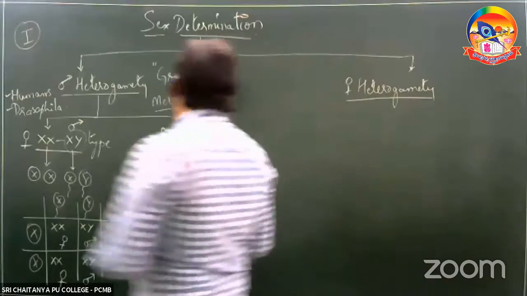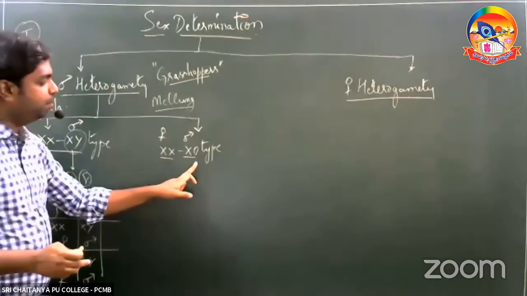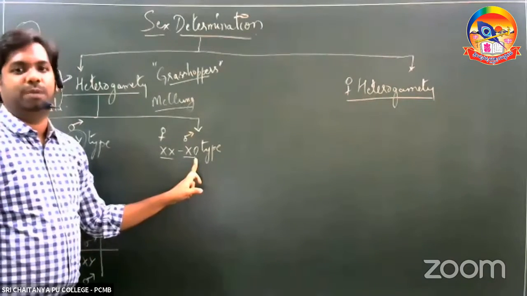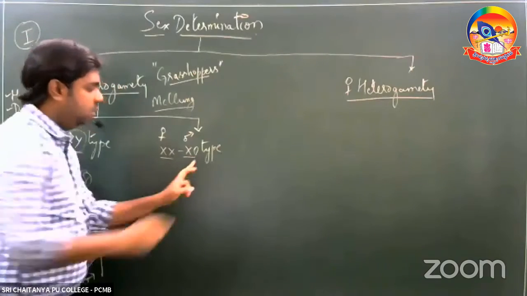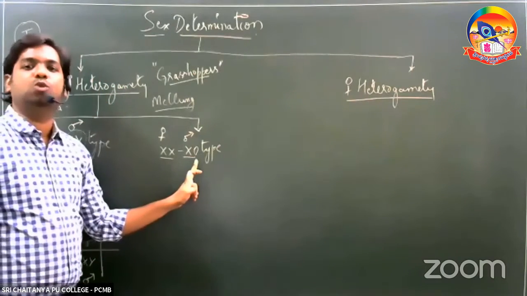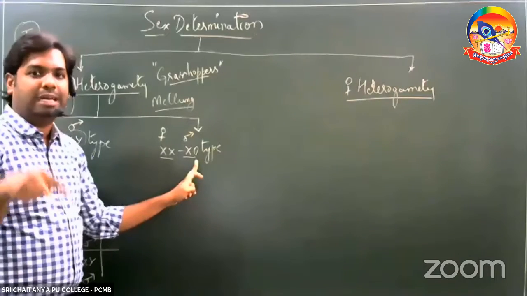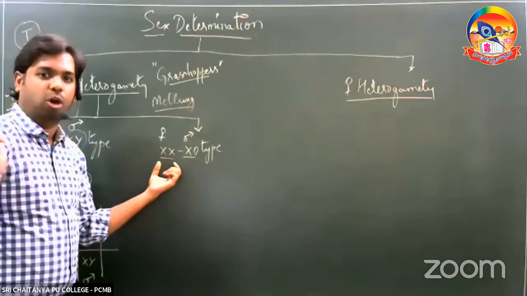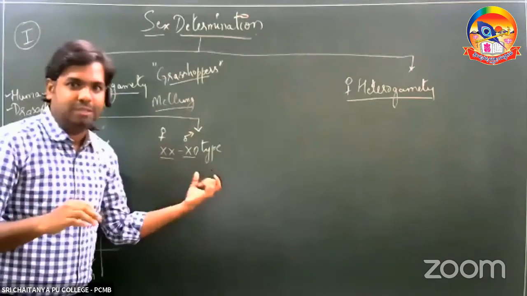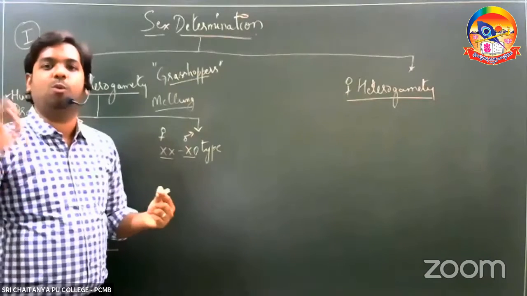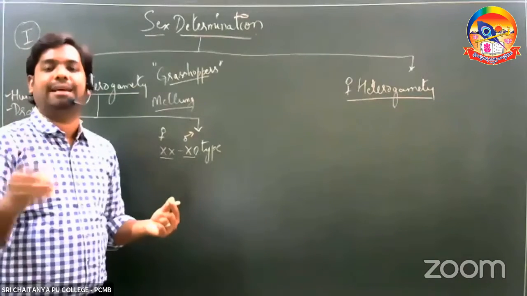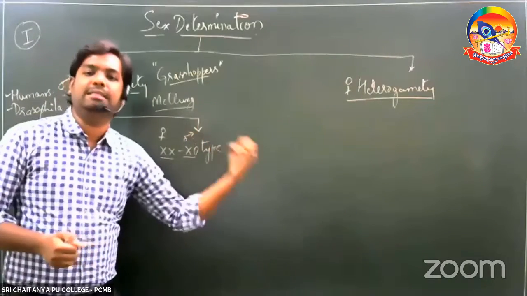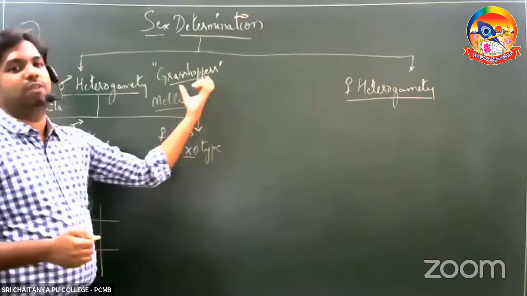Now, when we say X0, what does that mean? X0 means there is only one allosome present. The 0 denotes that one of the allosomes is actually missing. So what does that mean? In females, the chromosome number is normal, whereas males will always have one chromosome less than that of the females in the case of grasshopper.